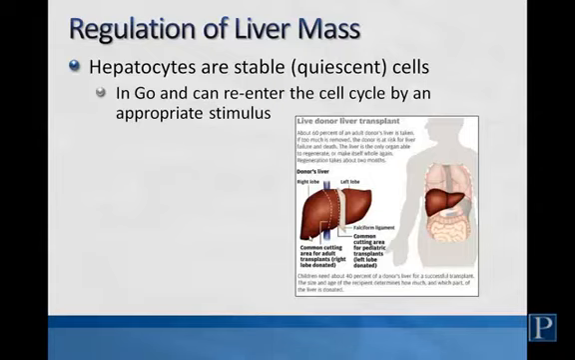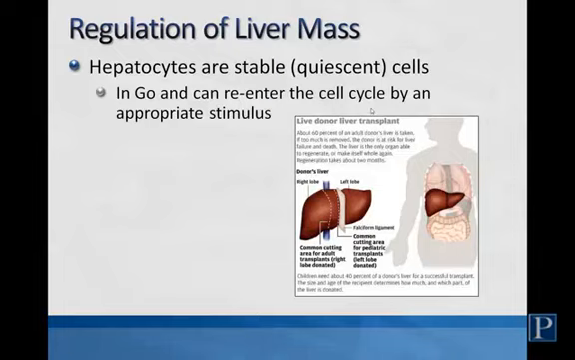This is a little review from general pathology: hepatocytes are examples of stable cells or quiescent cells. Remember, you have three different types of cells. You have labile cells, which continuously cycle like your epidermal cells. You have non-dividing or permanent cells like neurons and cardiac myocytes, and you have these quiescent or stable cells. Well, these cells can re-enter the cell cycle if you have an appropriate stimulus. So you can try to regenerate the hepatocytes.